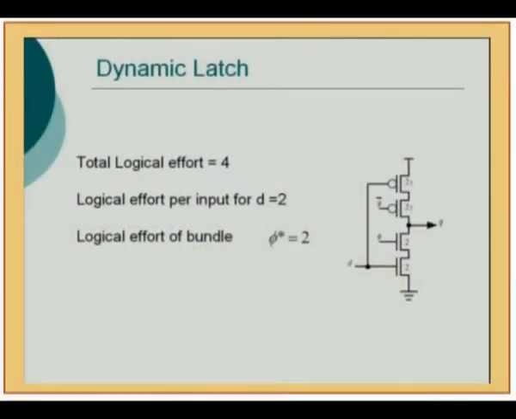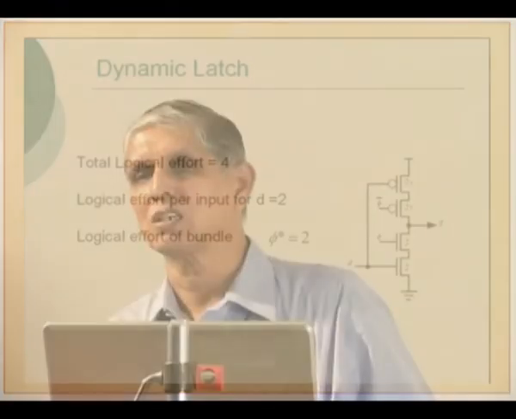We don't actually use gates; we use only transistors in actual designs. So this is the simplest way of implementing a latch, or even what is called a multiplex latch. Now, if the effort is to be seen for D, that is (2 + 2 gamma)/(1 + gamma), which is 2. And if you are looking at the select signal, which is phi, then it is again (2 + 2 gamma)/(1 + gamma), which is 2. So the total logical effort for a dynamic latch is 4.